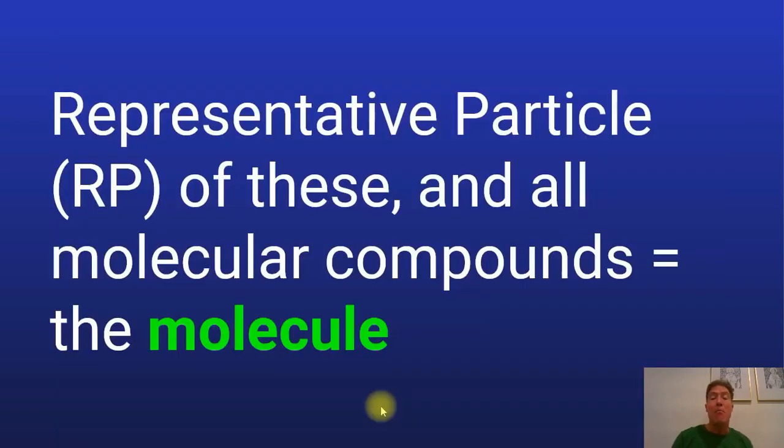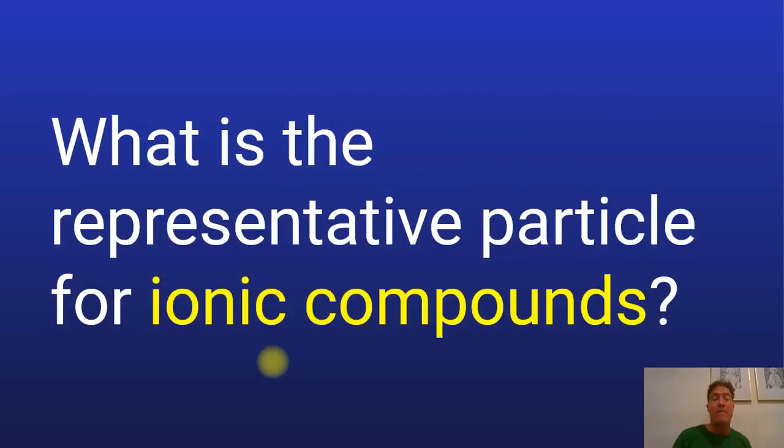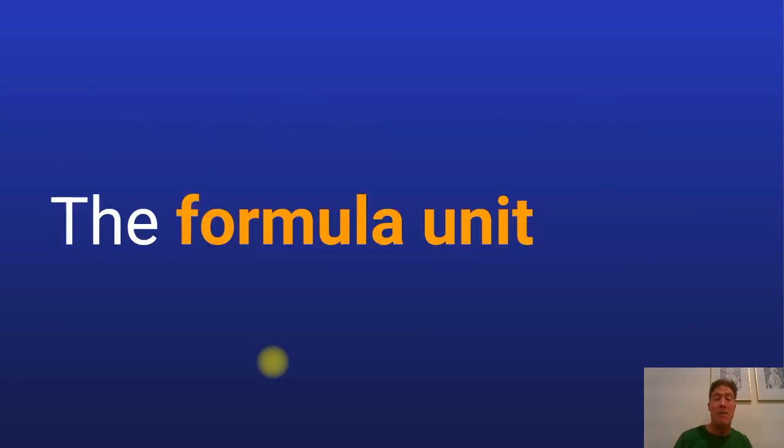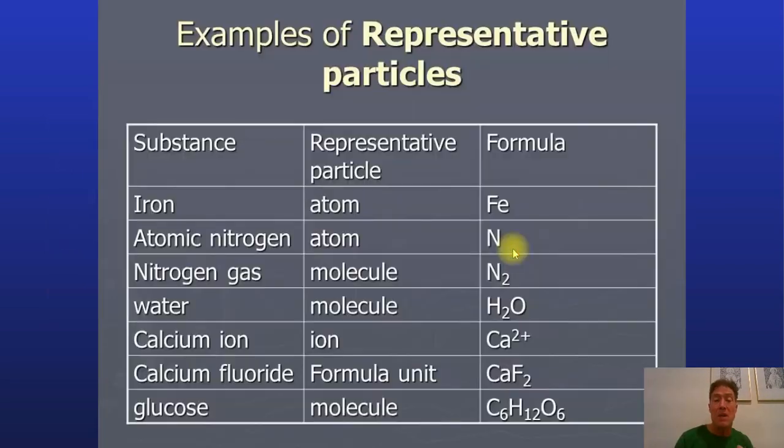Now, when we look at molecular compounds, the representative particle of both the diatomic molecules and all other molecules is going to be the molecule. That's the thing we're going to count, the whole molecule. So if we're counting water, we're going to count the H2O molecule. How about ionic compounds? What's the representative particle, the unit that we're going to count in? Well, it's the formula unit, right? The lowest whole number ratio of your positive and negative ions that balance each other out.